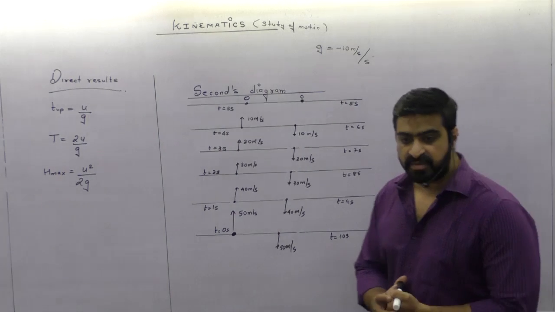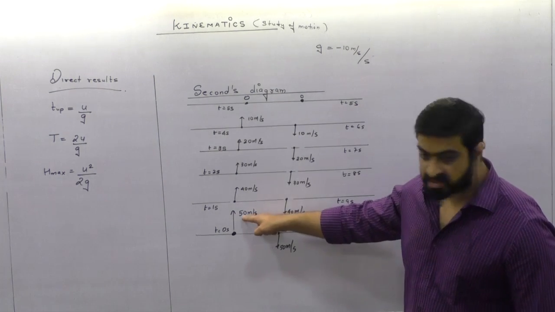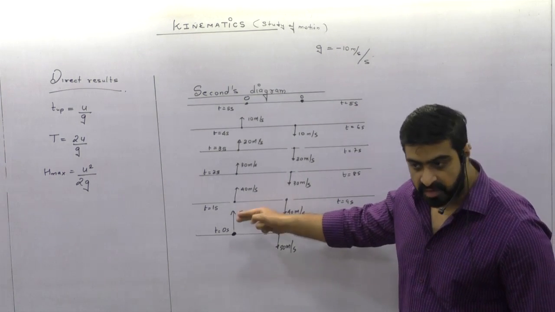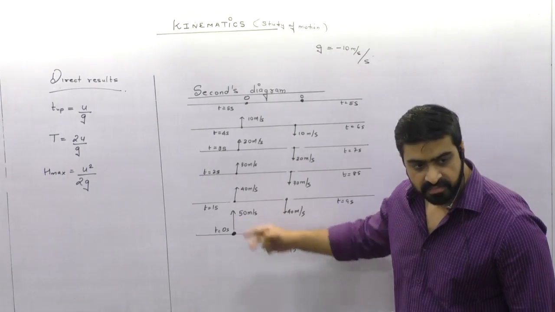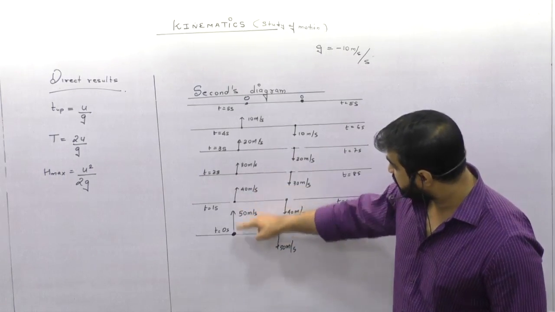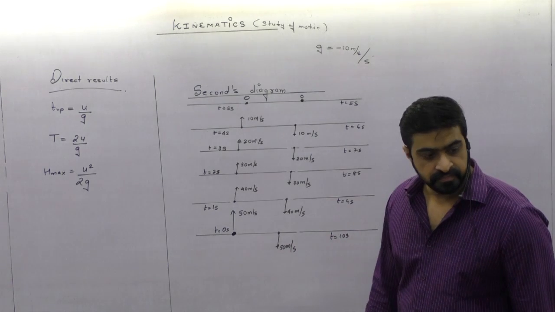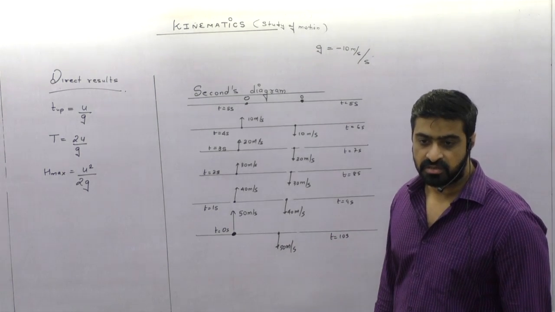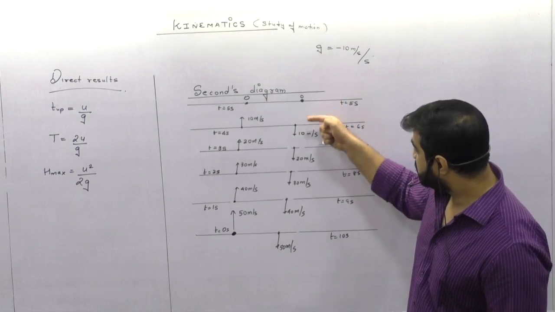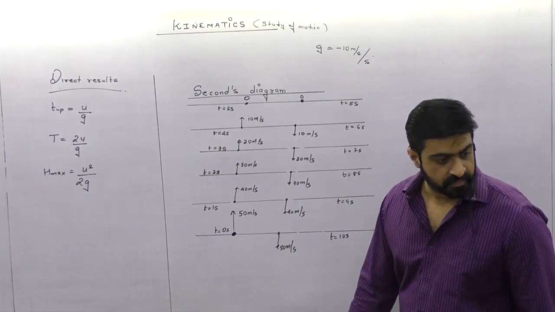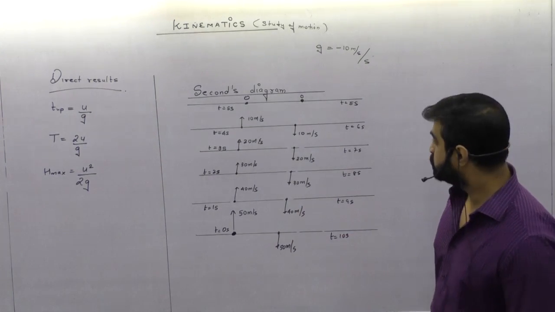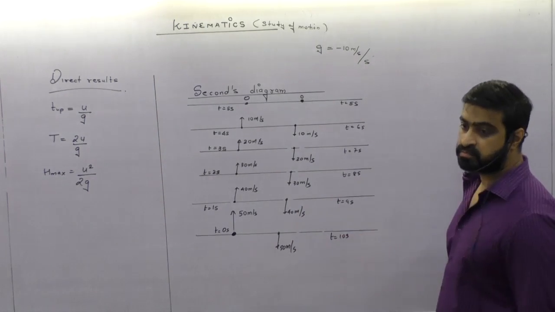So if you see how much time it takes to go up, if this is 50, it will become 5, because every second it is decreasing by what? 10. 50, 40, so 5 seconds. And 5 seconds to come down because it will become a replica. Pay attention over here. 0, 10, 20, 30, 40, 50. Now, one more thing is very important.